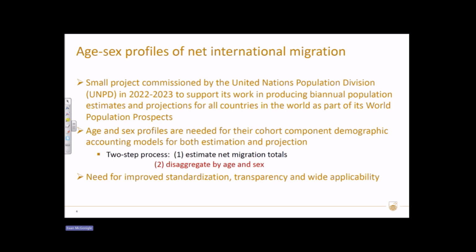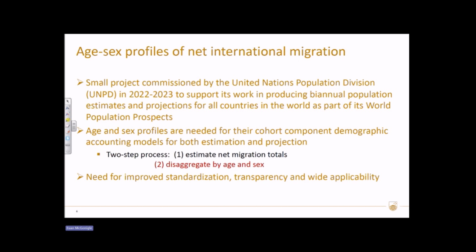For those of you who don't know, they have the World Population Prospects data set that does single year, single age population estimates going back to 1950 and projections going on to the end of the century, or at least to 2050. They include all countries in the world, but they've always struggled with the migration aspect. The way they've done it in the past is they first estimate the net migration totals, and then they aggregate it by age and sex.